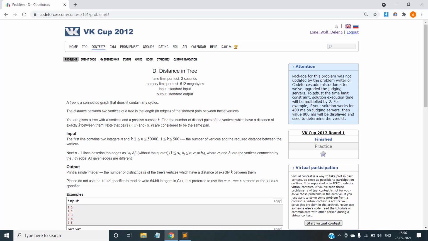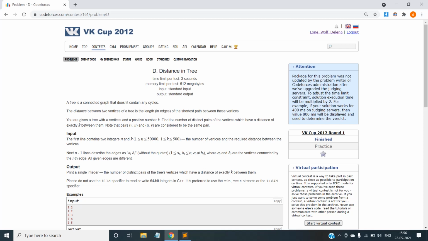Today we will be discussing a problem of DP on trees. The name of the problem is Distance in Tree and it is on Codeforces. Let us first start with the problem statement. We are given a tree and an integer k, and we have to find the number of different pairs of vertices such that the distance between the vertices is equal to the given k.